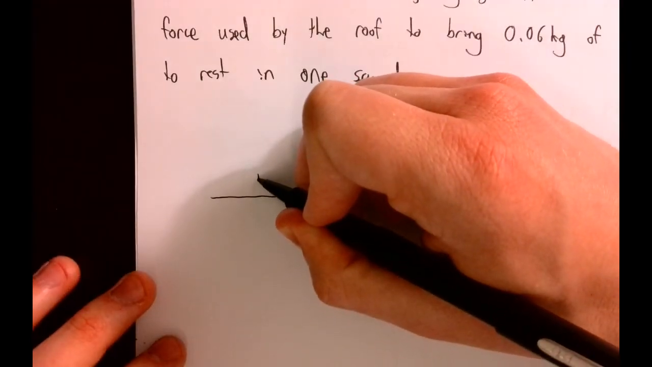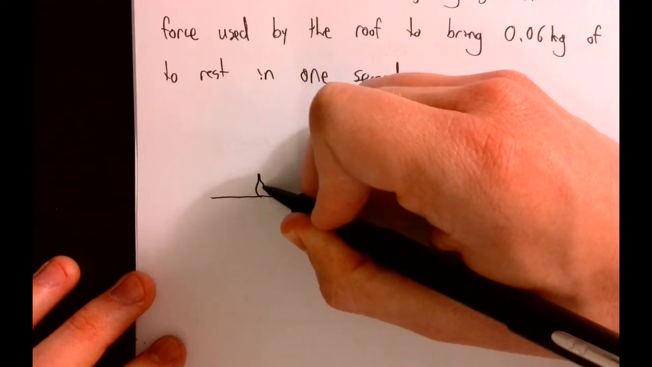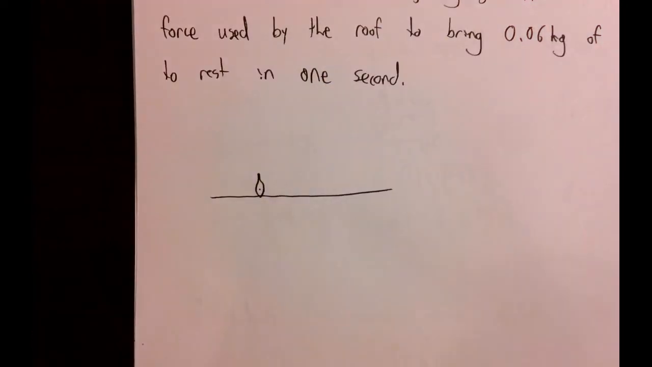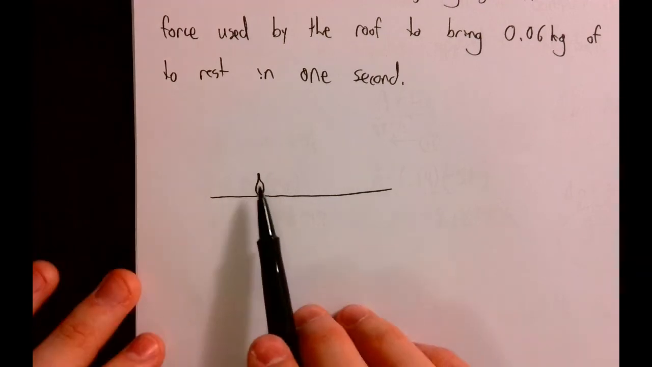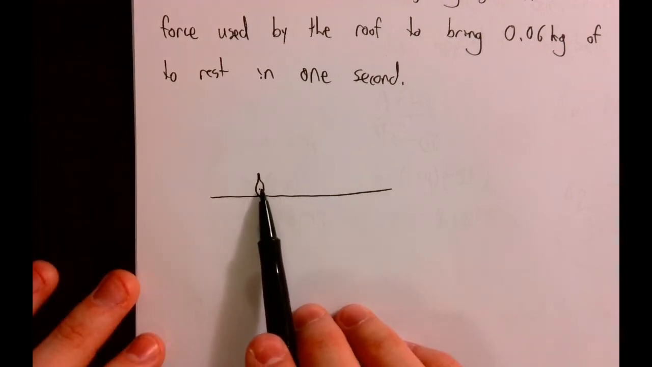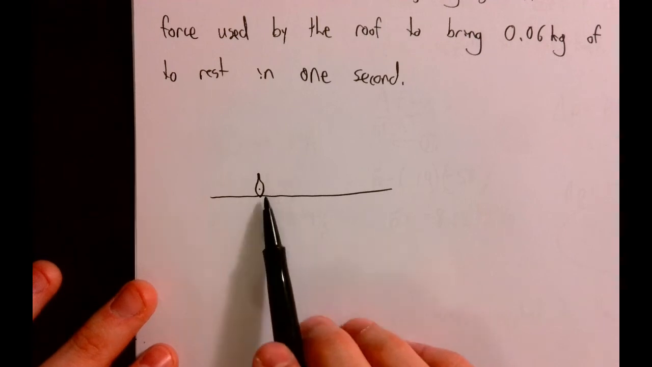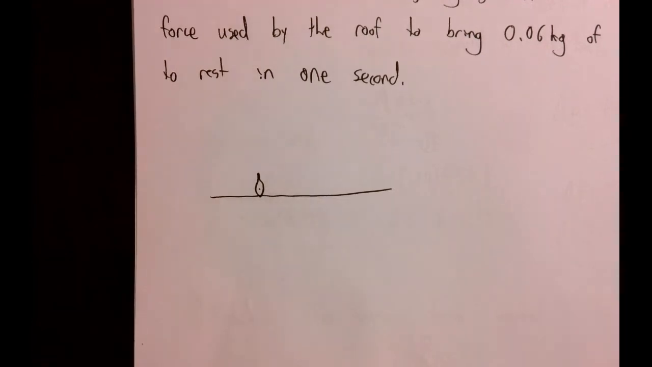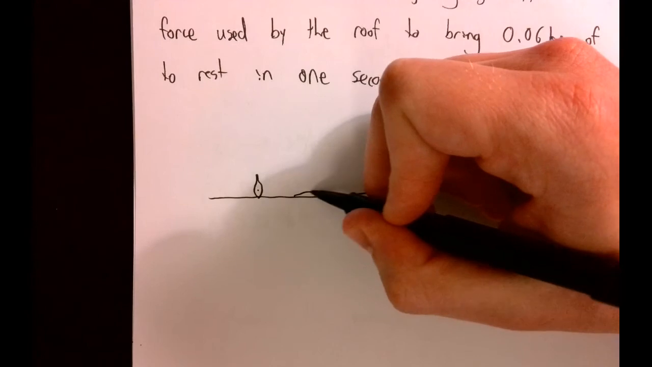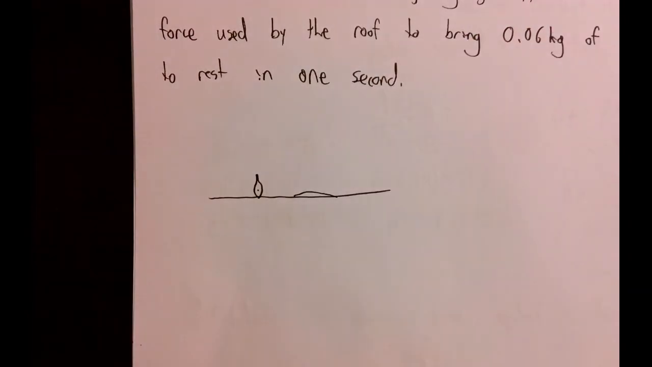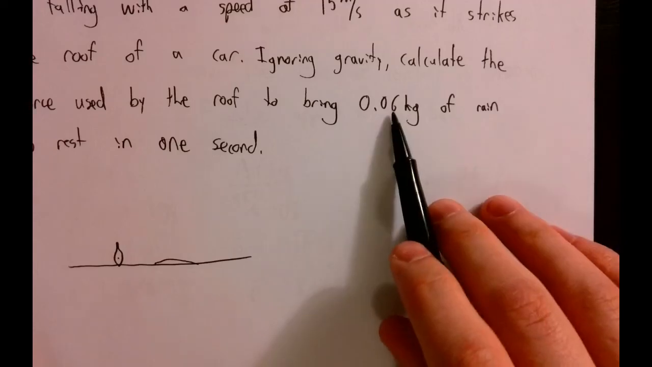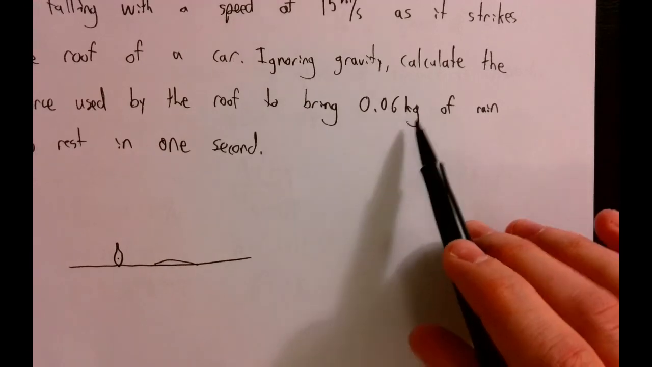It reaches the roof of a car with a speed of 15, and then the car is pushing up on it and slowing it down and bringing it to a rest. So it's going to squish down, and then it'll just be a very mini puddle on there. So there's thousands of raindrops on here, but they're keeping it as a summary. They're just saying there's 0.06 kilograms of rain total. So maybe that's 100 or 200 drops of rain at a time, and those are all hitting in 1 second.